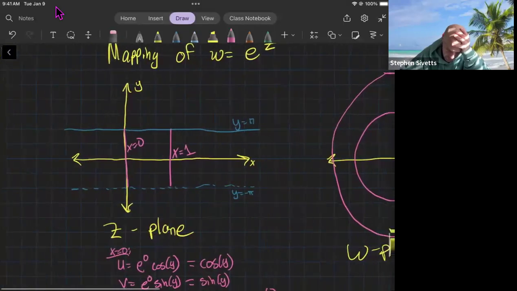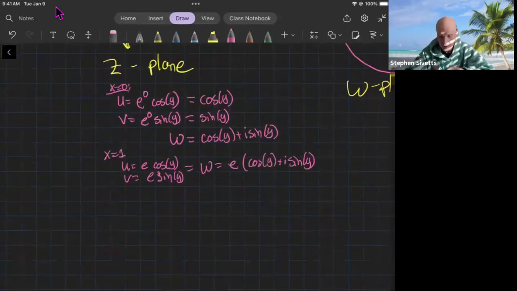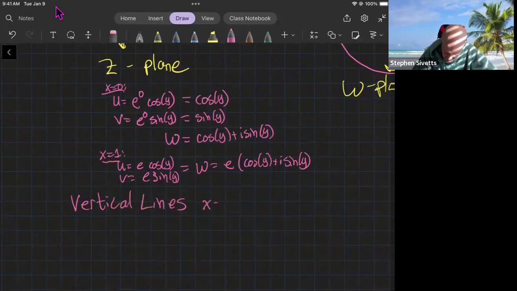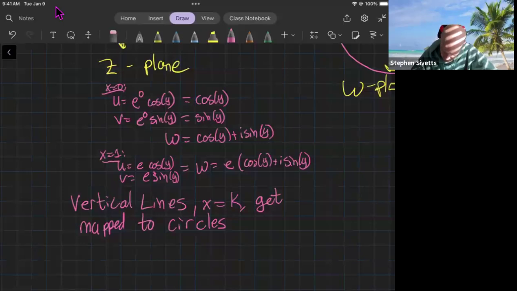And if you have negative values, you're just going to have a circle with a smaller radius. So try looking at x equals -1 on your own. Okay. So with vertical lines, x equals k, they will get mapped to circles where the modulus of w equals e to the k.